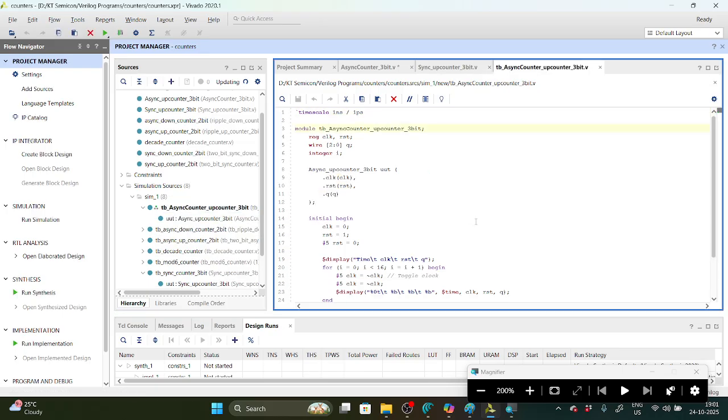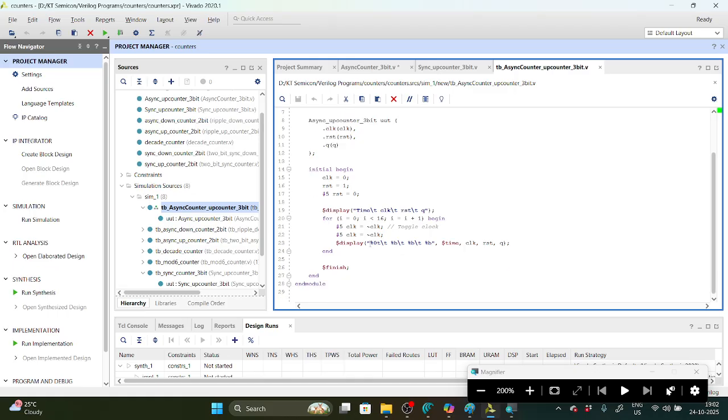So asynchronous up counter 3-bit, unit under test, with clock, reset and Q. These are the variables outside. These are the design inputs, and these are the test bench inputs. And I need to generate the clock. Initial begin, clock equal to 0, and I'm giving reset.